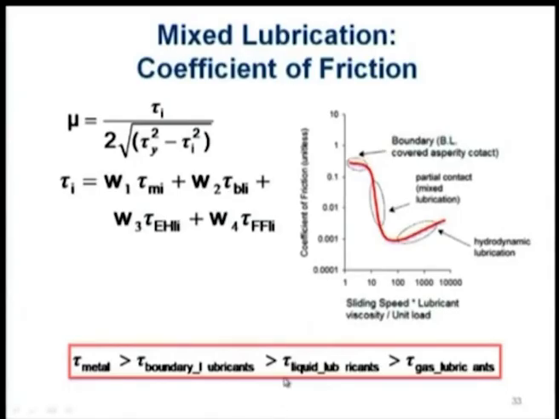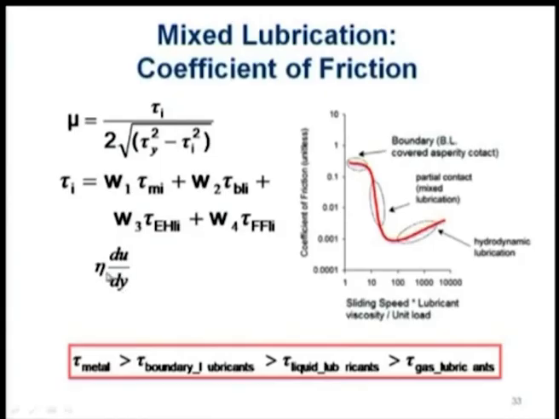Interface separated by liquid lubricant will obviously have a coefficient of friction intermediate, greater than gas, but there is a possibility of a lesser coefficient of friction compared to boundary lubricants or metal contact. Now, if I assume fluid film lubrication is Newtonian fluid lubrication, meaning the fluid being utilized is a Newtonian lubricant, then tau FLI can be represented in this form: eta times the velocity gradient.